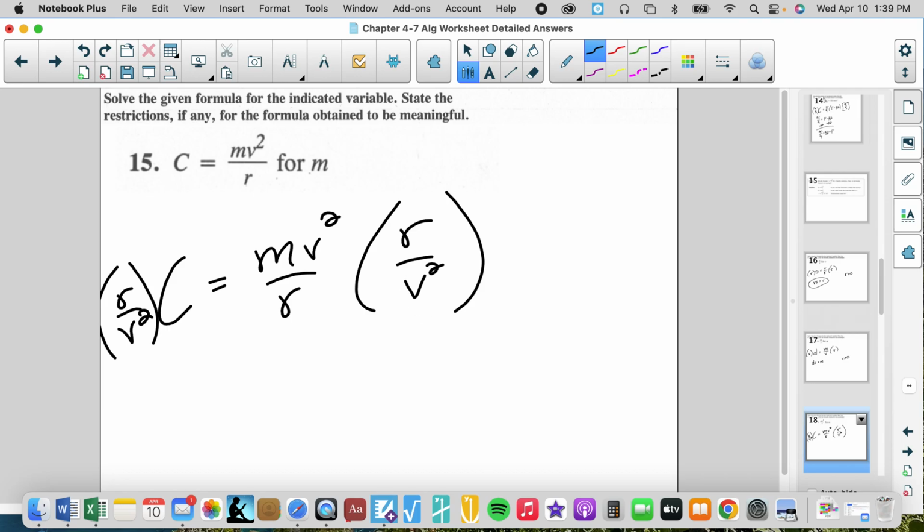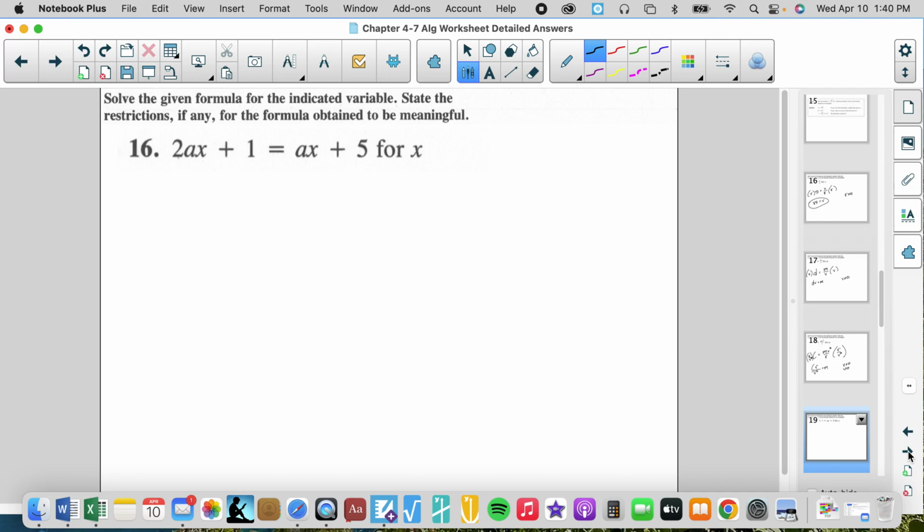Okay, because V's in the numerator, so the inverse would be in the denominator. R is in the denominator. The inverse would be if it was in the numerator. That's all we're doing. Since everything is multiplying and dividing, we can do it in one step. We get C times R over V squared equals M. And we're going to say R can't equal 0 and V can't equal 0.